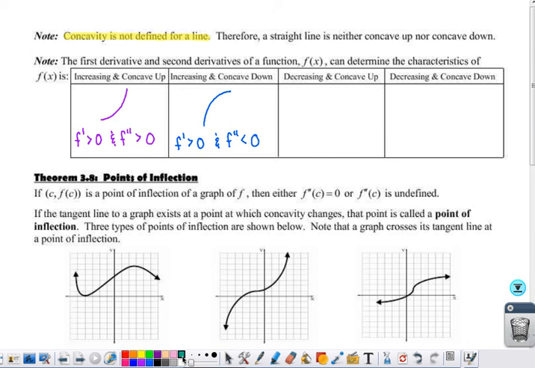The third case, we have a decreasing and concave up. So decreasing means going from left to right, you're going down, and we want concave up. So a decreasing function means that f prime is negative, and a concave up function means f double prime is positive.